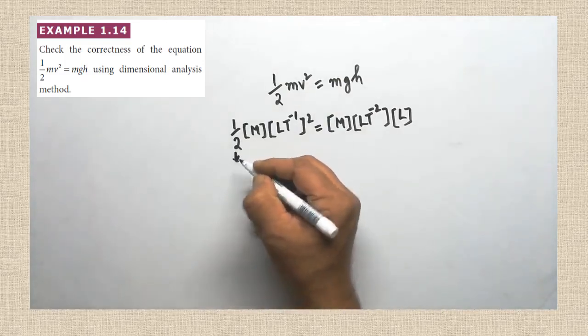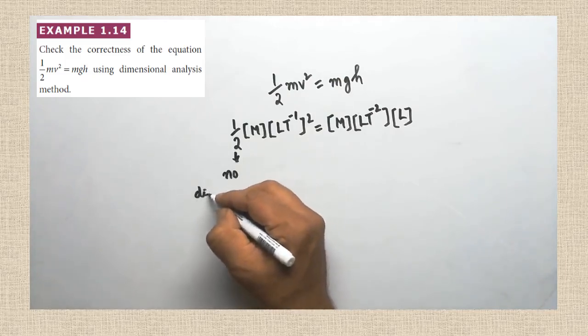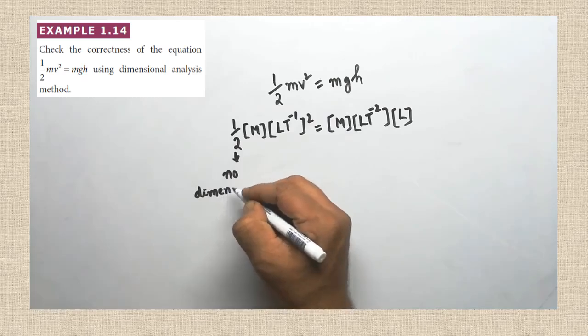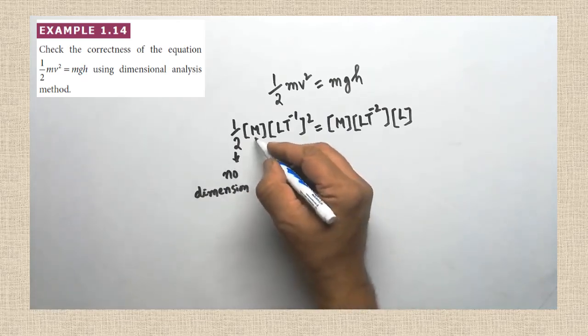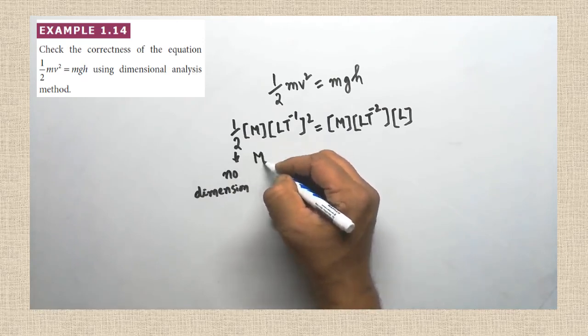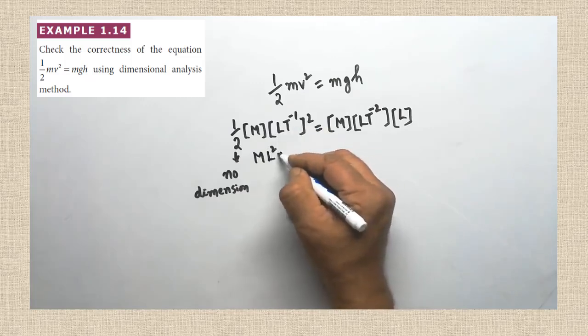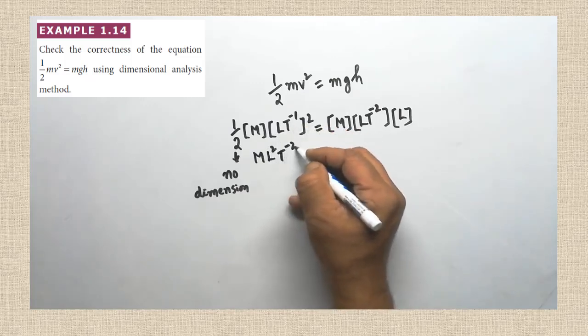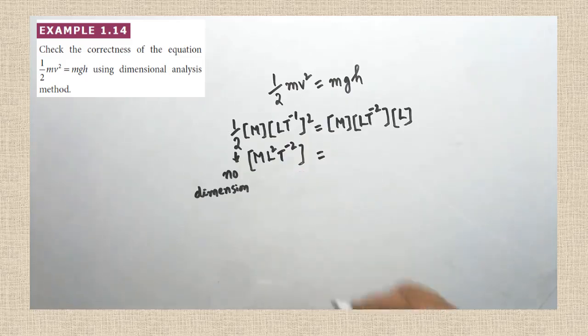As we have seen earlier, this half has no dimension. Very important point: that half does not have any dimension. It's a number. Now you try to simplify this. M, and this one must be squared, L squared, and then minus 1 into 2, minus 2. So this is the dimension of the LHS factor.